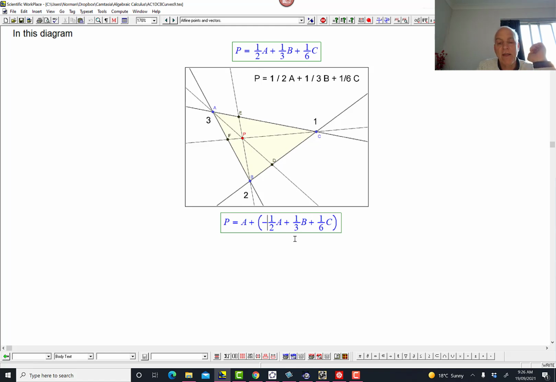But now notice that I've rewritten it as a point A, plus, hey, this is a vector. Why is it a vector? Because minus 1/2 plus 1/3 plus 1/6 is now 0. That is a vector. And, well, what kind of vector is it? It's a vector from something to something. Well, I can rewrite it as something minus something.